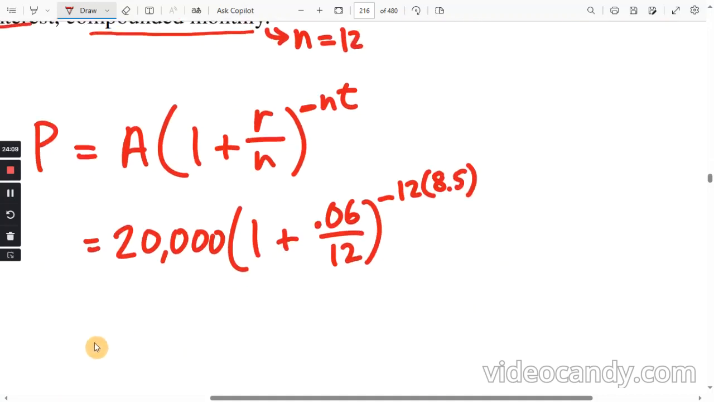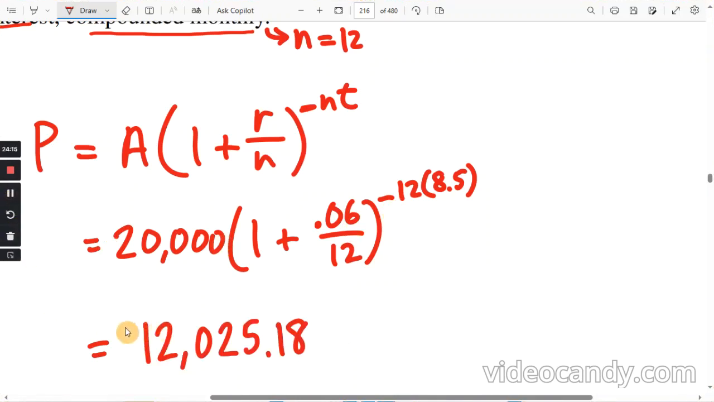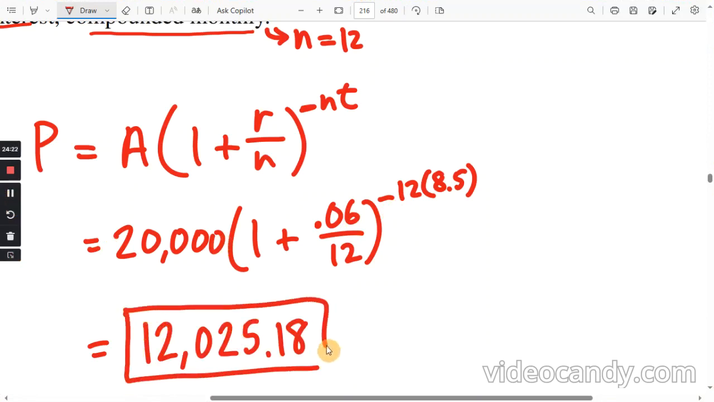All right, so there you go. Now you should be able to do this on your calculator. If you need help, let me know. All right, and round it off to the nearest hundredth. I get 12,025.18.